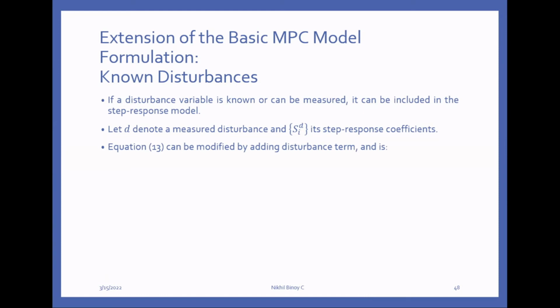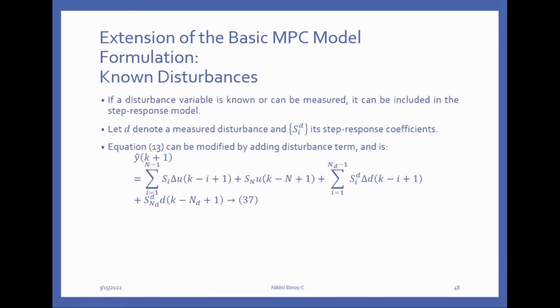Now we can modify the one step prediction as y cap of k plus 1 equal to sigma i equal to 1 to n minus 1 S_i into delta u of k minus i plus 1 plus S_n into u of k minus n plus 1. This is corresponding to input. Now the similar term corresponding to disturbance, that is sigma i equal to 1 to nd minus 1 S_id delta d of k minus i plus 1 plus S_nd d of k minus nd plus 1.